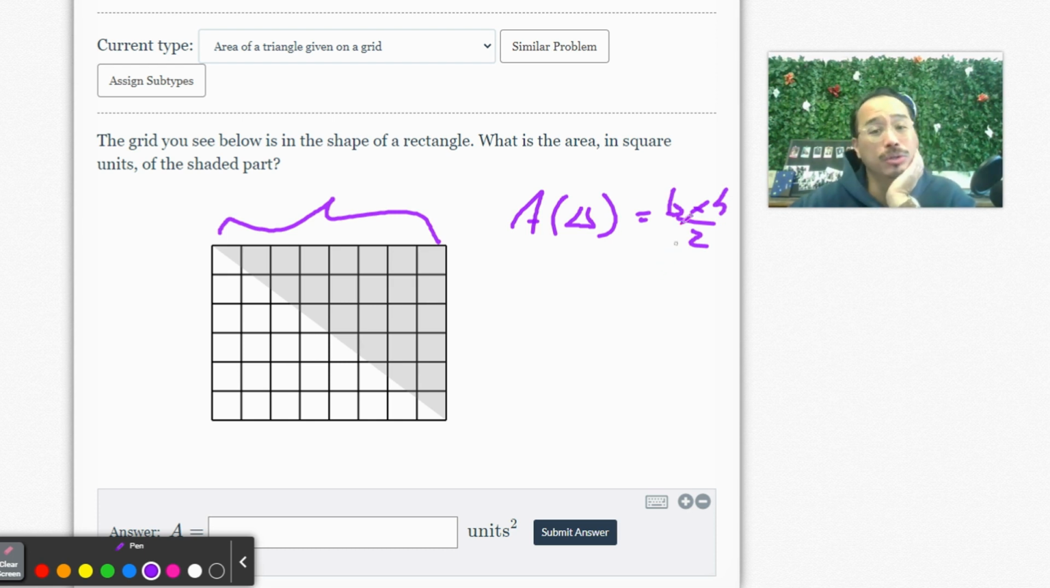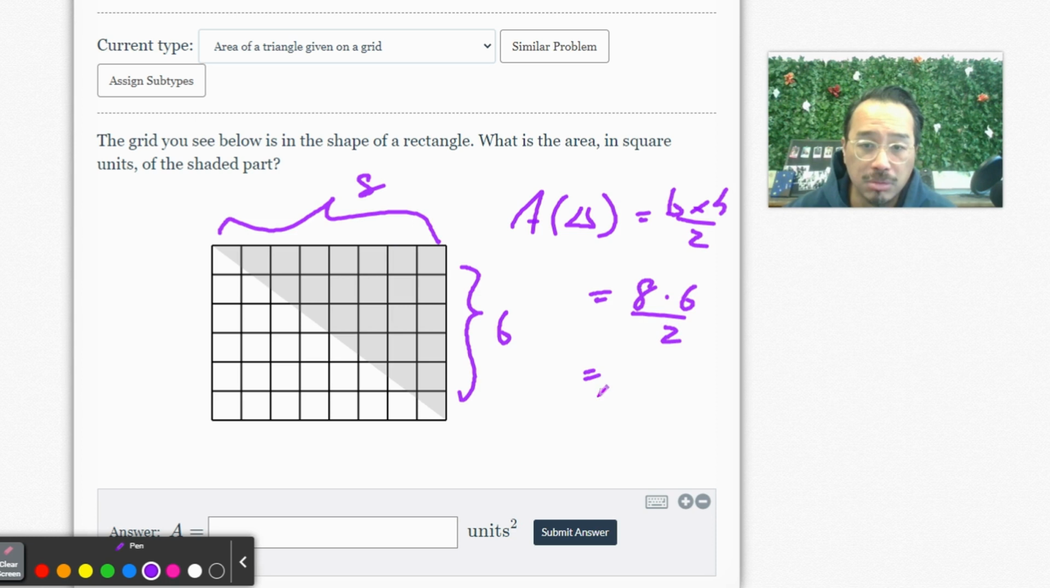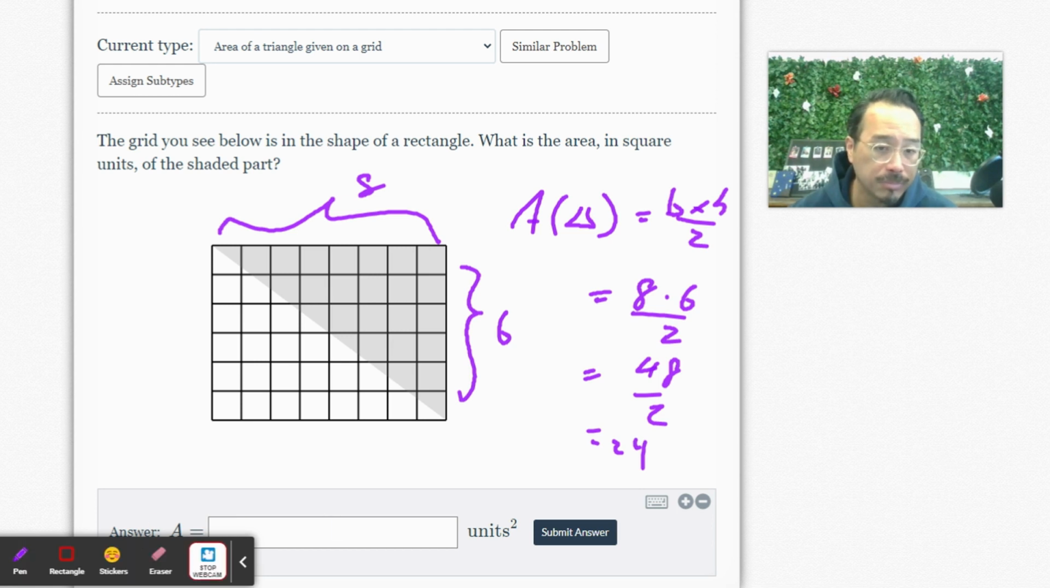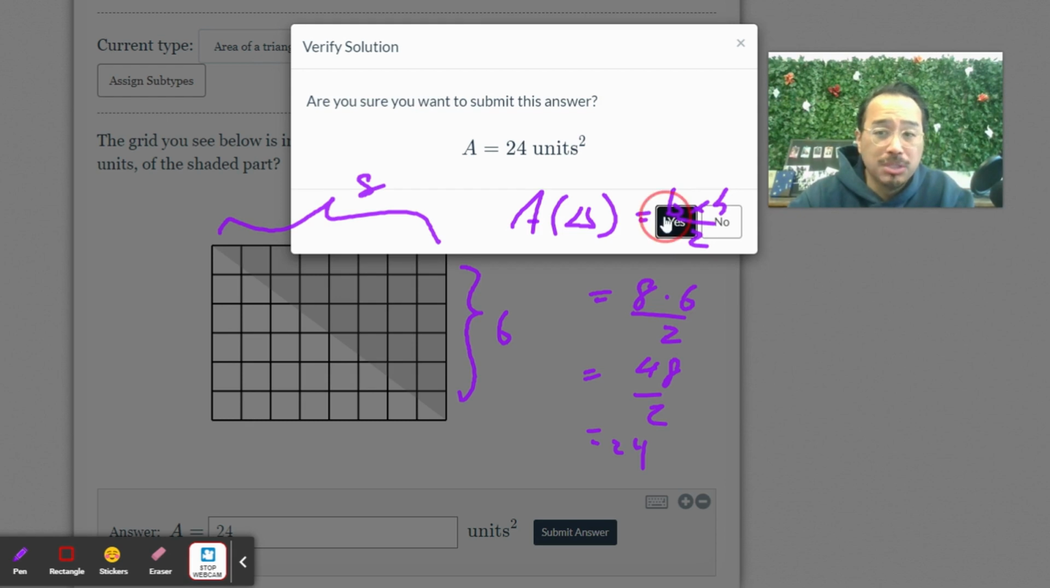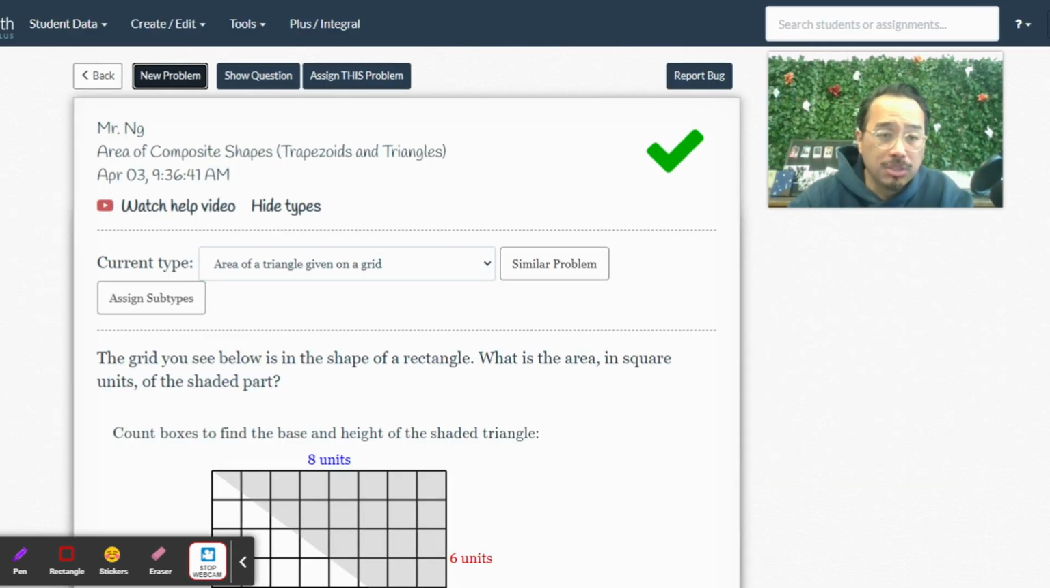There are two ways you could approach this. You could take the area of the entire rectangle. Let's see, what is that? 1, 2, 3, 4, 5, 6, 7, 8. And this is 1, 2, 3, 4, 5, 6. So you could do 8 times 6, base times height, divided by 2. The whole rectangle is 48, and half of that is 24. So it's 24 square units. Just like that. This one should probably be the easiest of the three to do tonight.